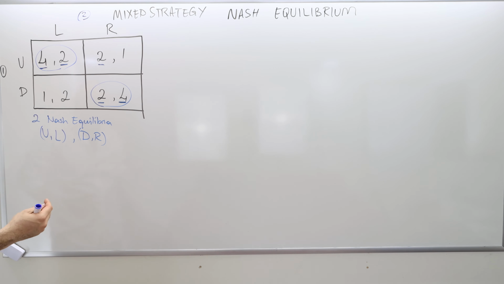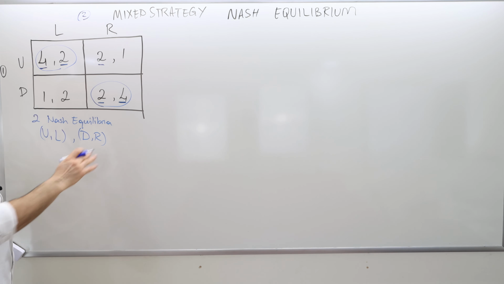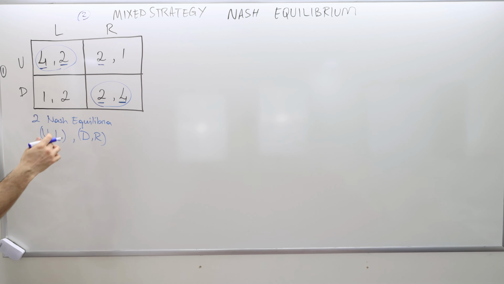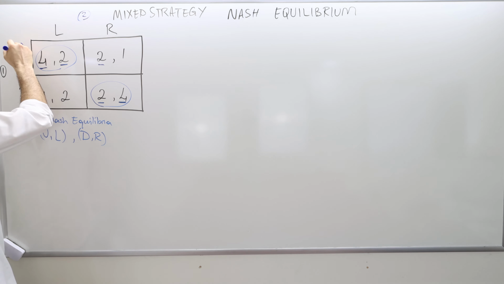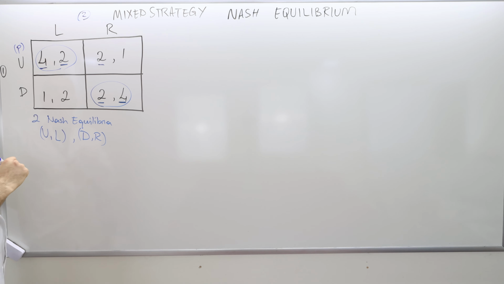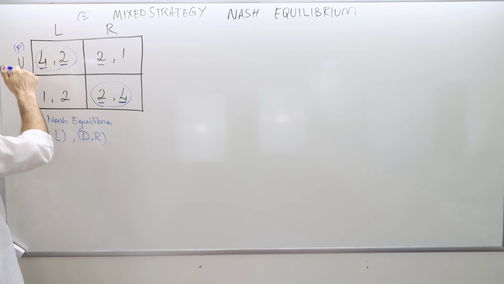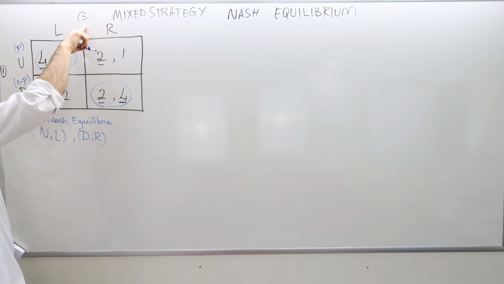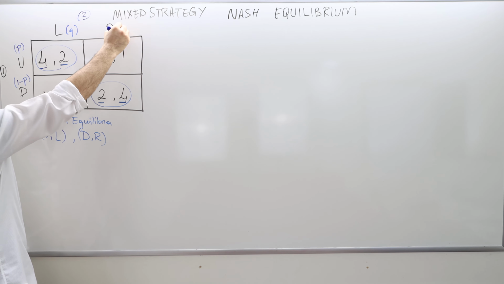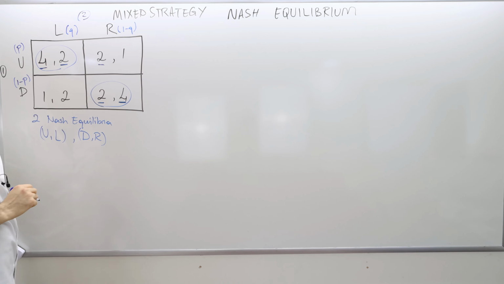Well, what about the mixed strategies? In the mixed strategies, remember, we extend to the P-Q business. So player one, let's suppose, plays up or U with P probability, therefore D with 1 minus P probability. Player two plays left with Q probability and R with 1 minus Q probability. All right, and hence we calculate the expected payoffs.